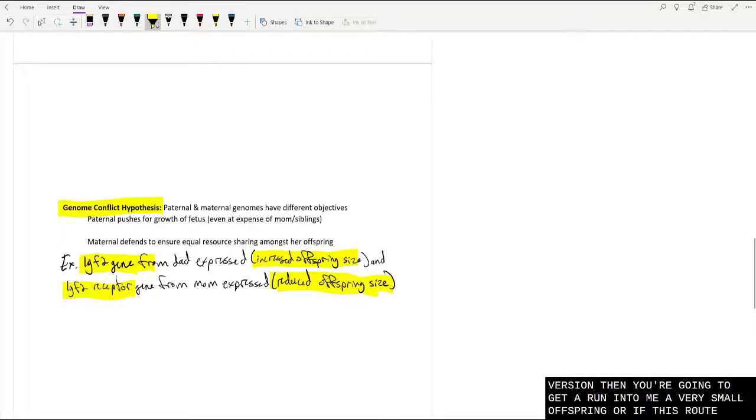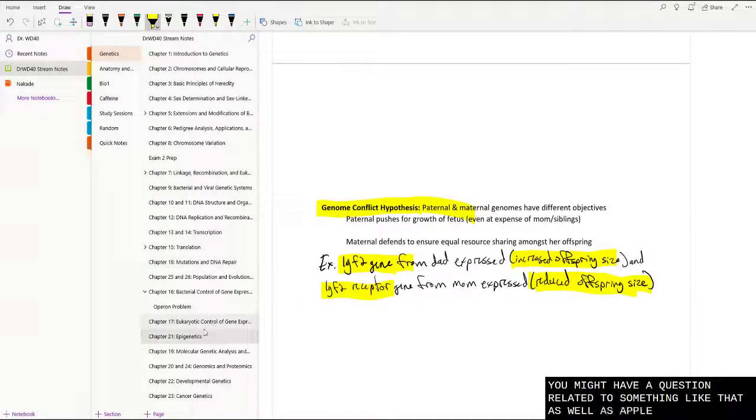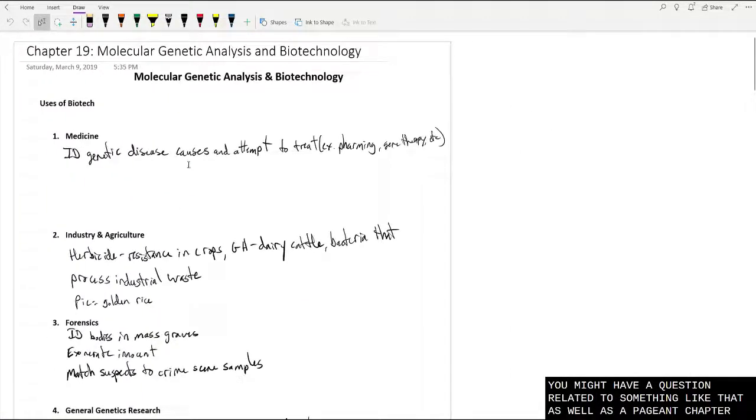Or if this receptor gene in the mother is a recessive version, there's going to be an overproduction of the IGF2 protein from the father, and that's going to make a larger offspring. So you might have a question related to something like that as well. So the epigenetics chapter was really important because we referred back to it a lot.